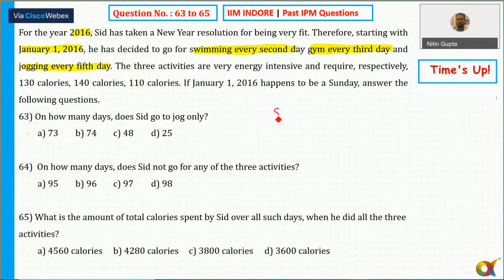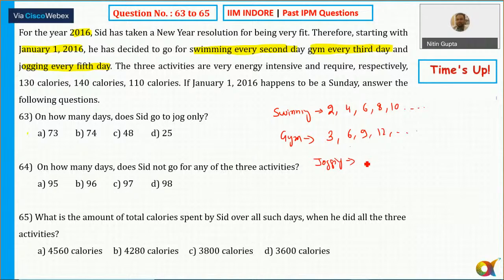First of all, swimming. He goes every second day. So on the second day he will go, and the fourth day he will go, then on the sixth day, the eighth day, the 10th day, from the beginning of January 1, and so on. Then he goes to the gym every third day. So on day 3 he goes, then on day 6, day 9, day 12, and so on. And then after swimming and gym, jogging every fifth day. So on day 5, then day 10, day 15, day 20, and so on.